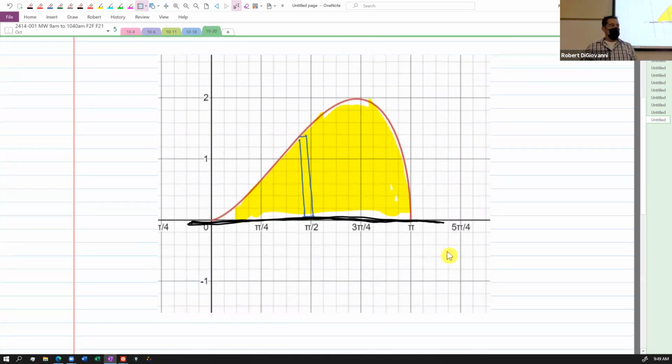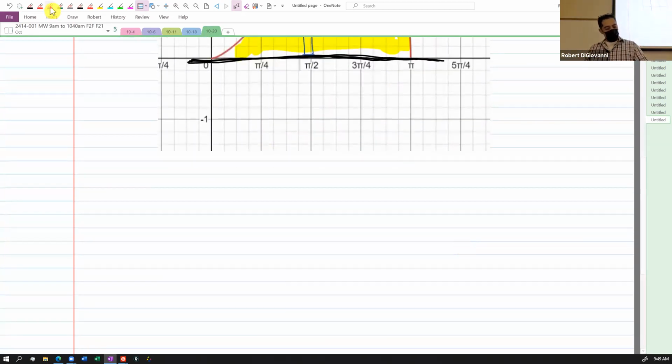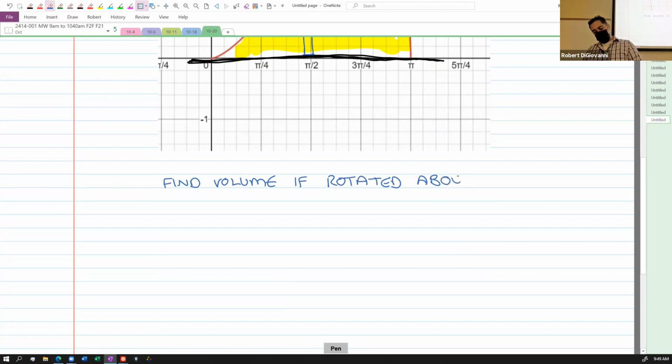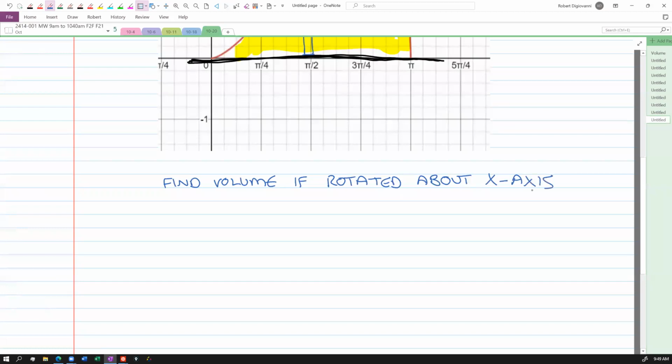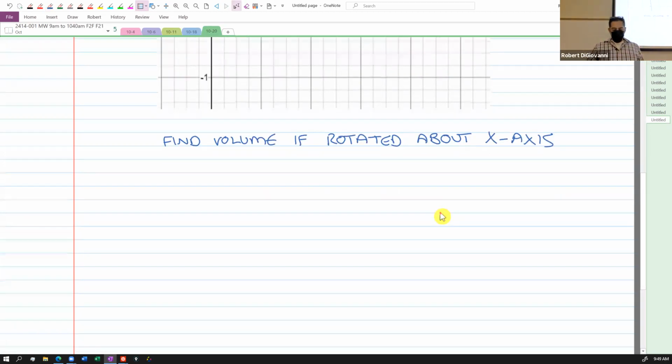About the x-axis. So I want to find the volume if rotated about the x-axis. Y'all doing all right at home? Yeah. Were y'all able to graph it at home? For those of you who have a graphing calculator, were you able to get that? Yes. Yep. Okay. All right, so we're going to rotate about the x-axis. Here we go.